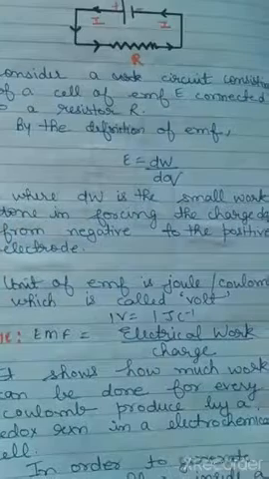Inside the cell there is a non-electric force, and outside the cell an electrostatic force, or you can say electric force, acts. Electric force means there will be a force of attraction between two opposite charges and a force of repulsion between similar charges. But inside, the non-electric force acts, and its work is to accumulate positive charge on one end and negative charge on the other end. Is it clear?